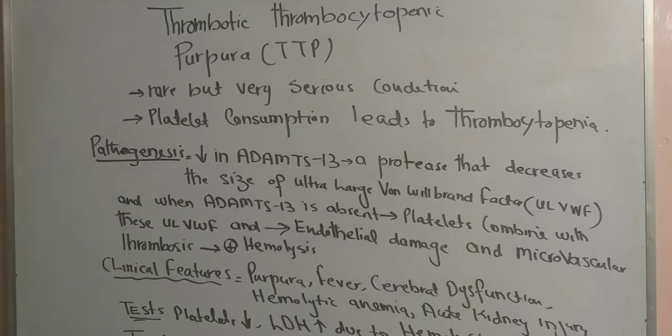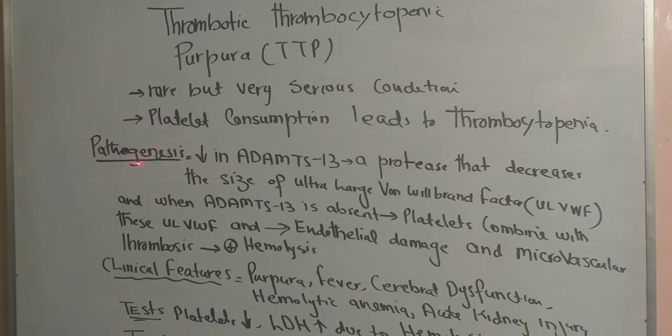Now, talking about the thrombotic thrombocytopenic purpura, it's a very rare but very serious condition. There is platelet consumption which leads to the thrombocytopenia. So there is no platelet destruction like it was in the ITP, where the platelets were antibody bound, but here there is increased use of the platelets which leads to the decreased concentration of the platelets in the body.